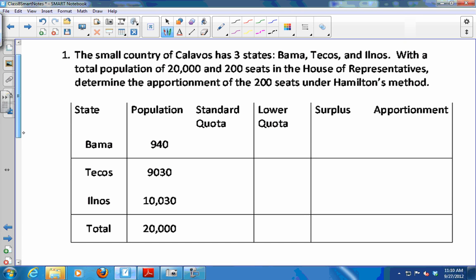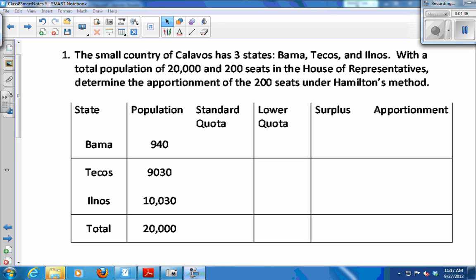So here's our first one. We have a small country, has 3 states, Bama, Tecos, and Illinois. Has a total population of 20,000 people, 200 seats in the House of Representatives. We want to determine the apportionment of the 200 seats under Hamilton's method. So I want you to work in your groups. Remind yourselves how to do Hamilton's method. Come up with the apportionment. How are we going to give out these seats in Congress? Okay, so let's go over this initial one here.